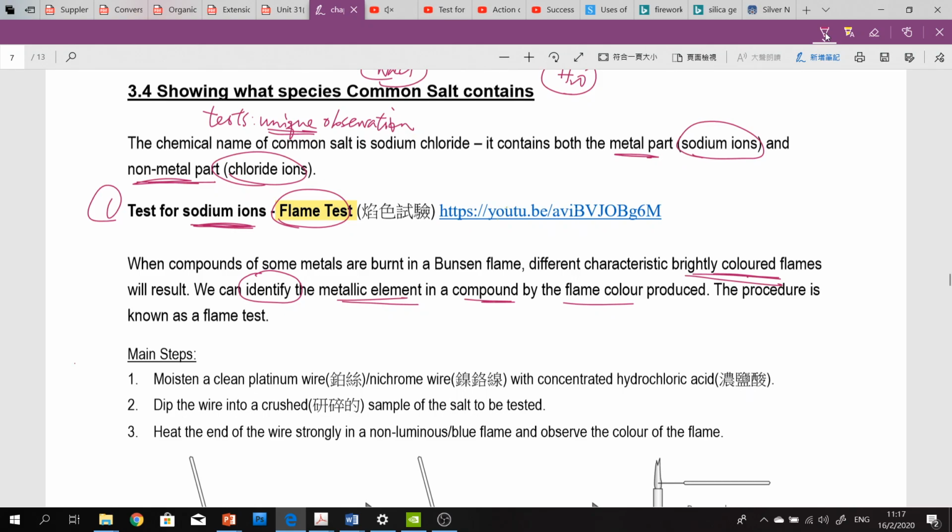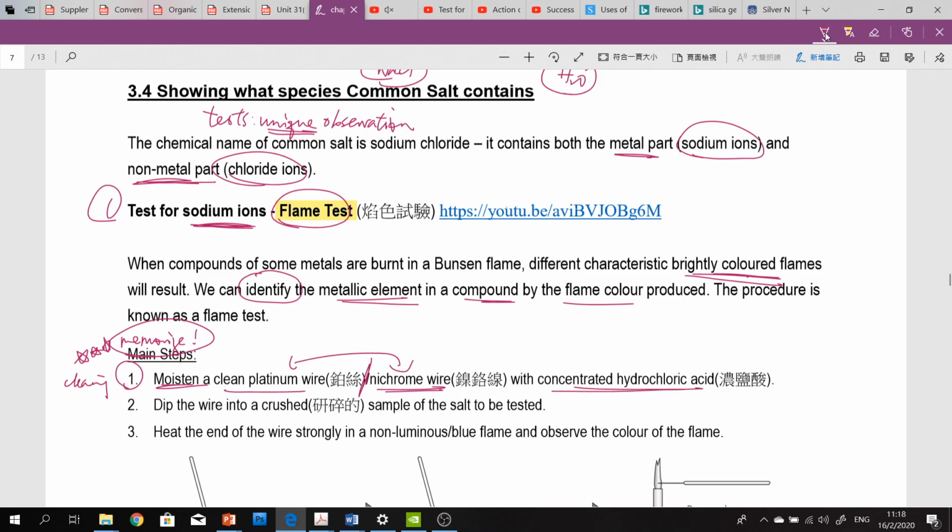The following procedures you need to memorize. Please memorize these steps, as you will be examined on them. First point, the cleaning process. You are going to moisten a clean platinum wire or nickel wire, so you may choose either one, with concentrated hydrochloric acid.